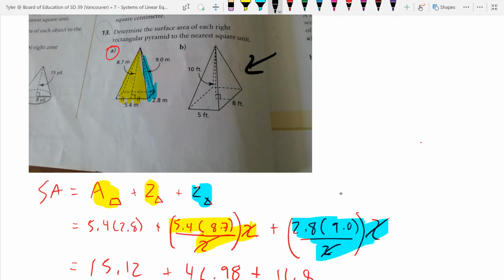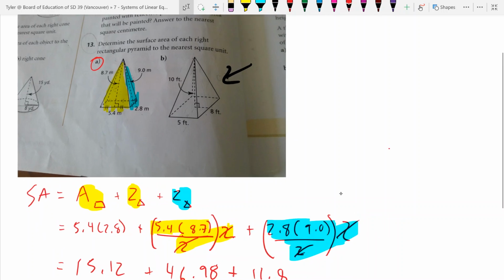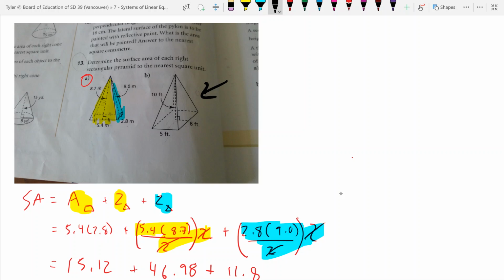The second triangle is a little tougher. We're going to do the same idea. What we need to do, though, is we need to find the slants of both triangles. So this is going to be kind of hard to visualize, but bear with me. Let's call this front triangle F, and then we'll call this side triangle Q, something that looks different.